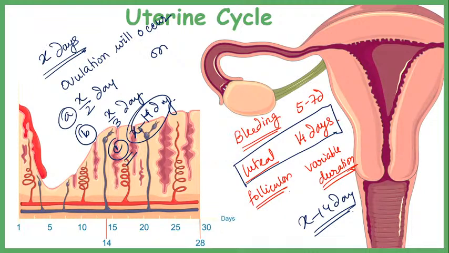This is the main problem students face, because the teaching process is such that they take 28 days as the standard reference and teach you, right? More or less this was about the uterine cycle, menstrual cycle, oogenesis, how ovum is formed, female sex organ, male sex organ, spermatogenesis and all.